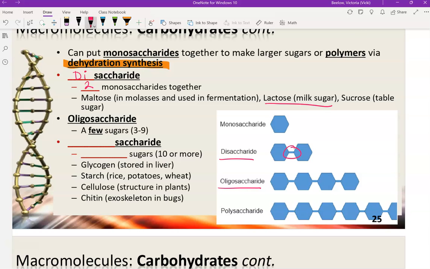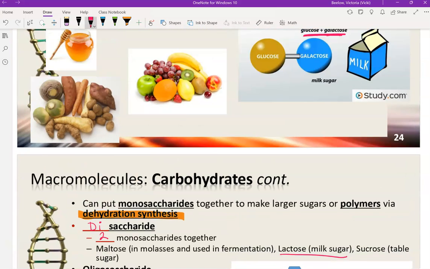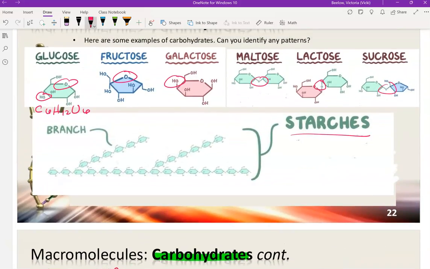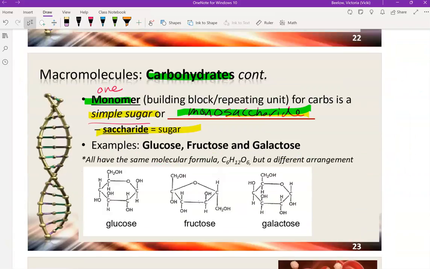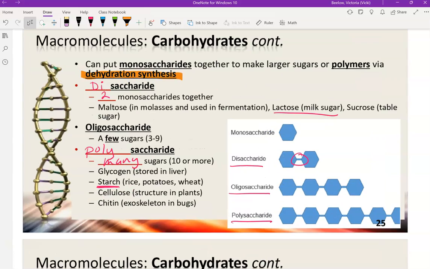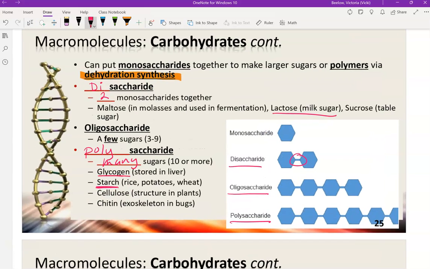And then you have what we're going to focus on a lot, which is the polysaccharides. And this is many sugars bonded together. So this is going to be your starch. So things in potatoes, rice, and wheat. It's a bunch of glucose molecules bonded together. You're going to have glycogen. This is what you store in your liver to save for later while you're using the other glucose in your body.